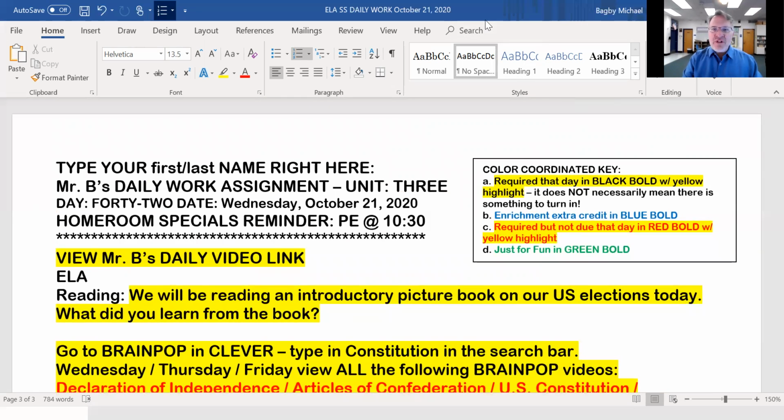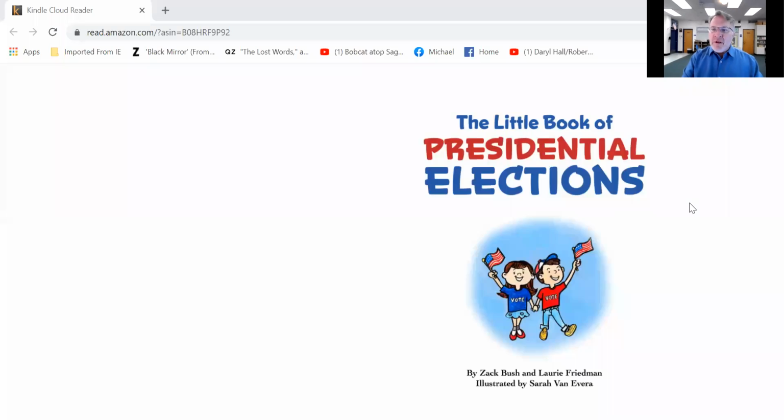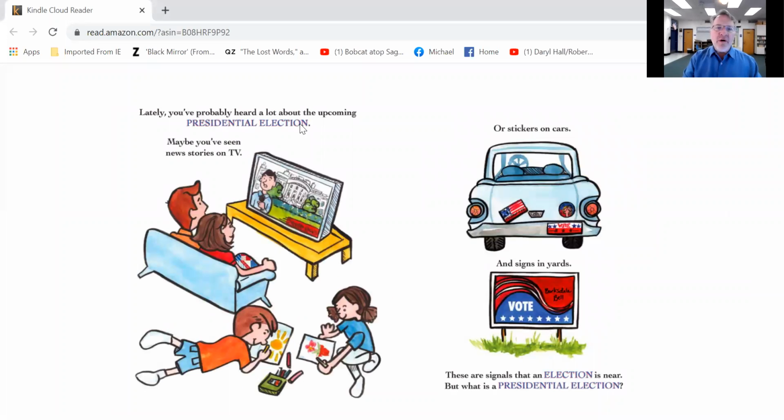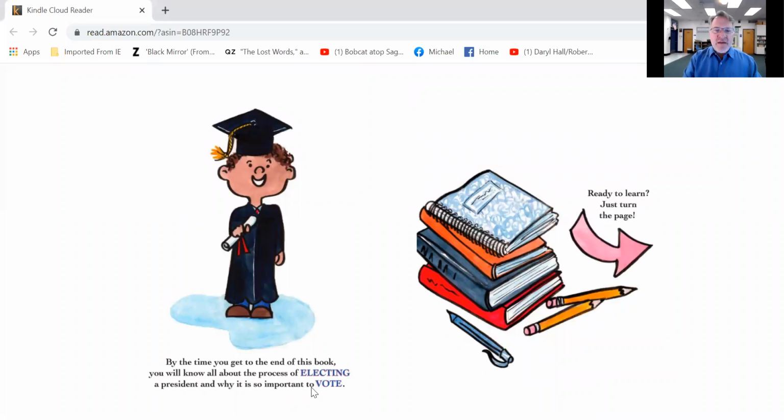All right, let's stop this share and get into our picture book. There it is. The Little Book of Presidential Elections. Lately, you've probably heard a lot about the upcoming presidential election, and who hasn't? Maybe you've seen news stories on TV or stickers on cars and signs in yards. These are signals that an election is near, but what is a presidential election? By the time you get to the end of this book, you will know all about the process of electing a president and why it is so important to vote.